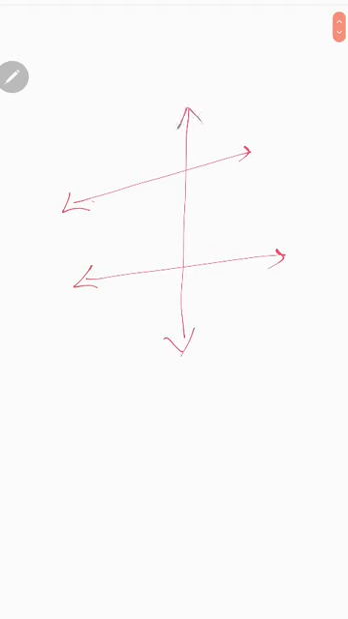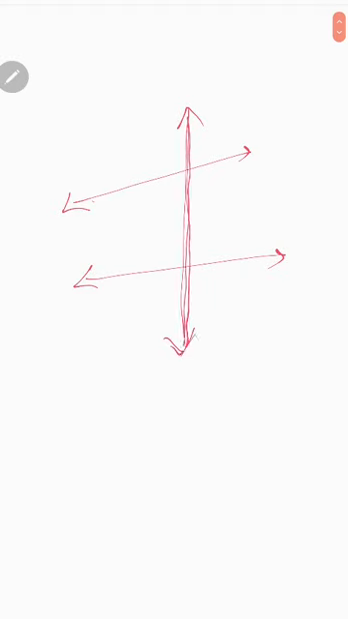Hello everyone. In this video, I'm going to explain about a transversal. Transversal means two or more lines are intersected by a line. Then that line is called a transversal. For example, here two lines are there, and these two lines are intersected by a line. Now this line is called transversal.